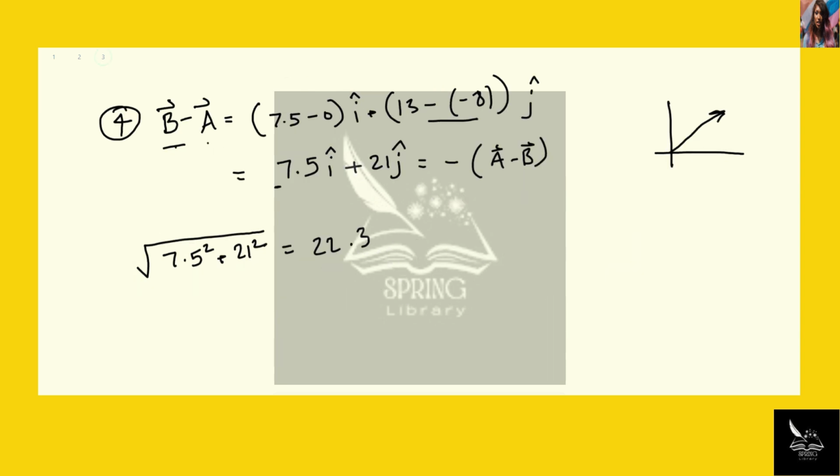Now, going back, this vector, because it has positive x and y components, would lie in the first quadrant, and the angle it makes with x-axis can again be found as tan inverse of the y component divided by the x component, which are 21 divided by 7.5, which again turns out to be 70.4 degrees. That's it.